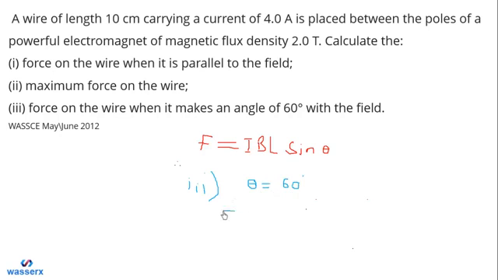So that will give us the force equal to the current, which is 4 amps, times the magnetic flux density, which is 2.0 tesla. So times 2, then times 10 centimeters converted to meters, which is 0.1, then times sine 60.